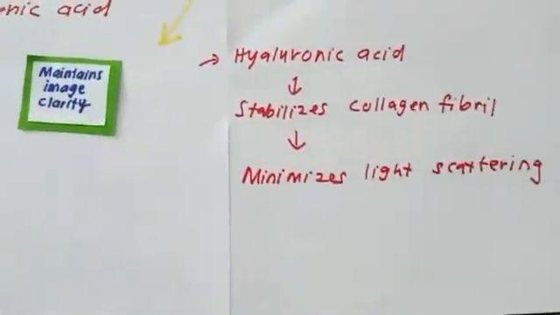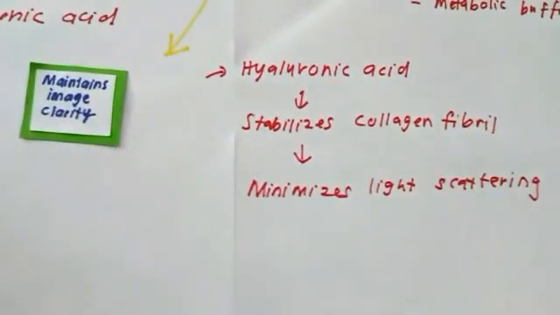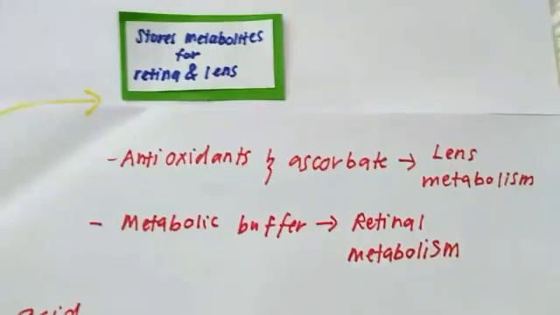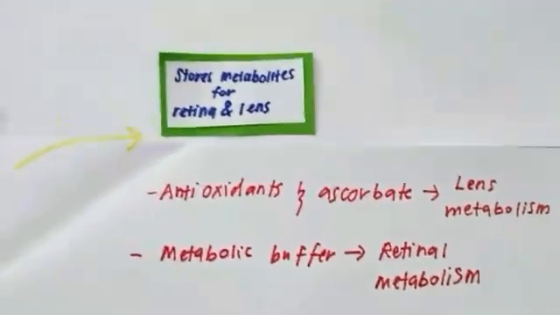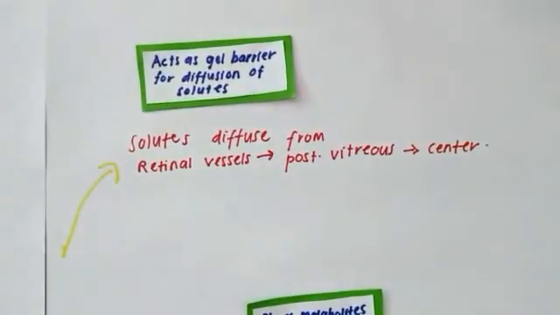Next, its function is to maintain image clarity. The hyaluronic acid will form large open coils, and these coils will stabilize the structure of collagen fibrils, thus minimizing light scattering. Vitreous humor also stores metabolites for the retina and lens. As you can see here, the metabolites for the lens and retina are different. And lastly, it acts as a gel barrier, where the gel properties will prevent solutes from reaching the retina from the anterior segment.